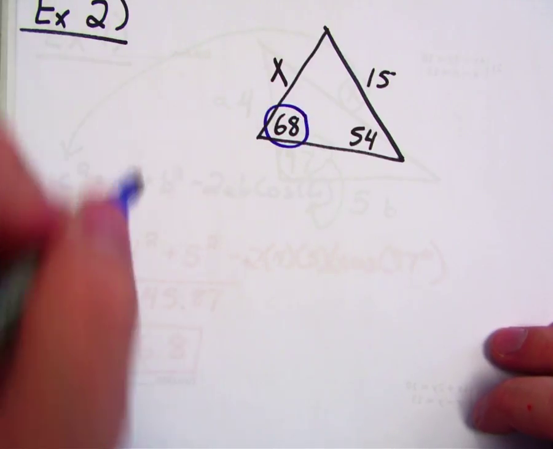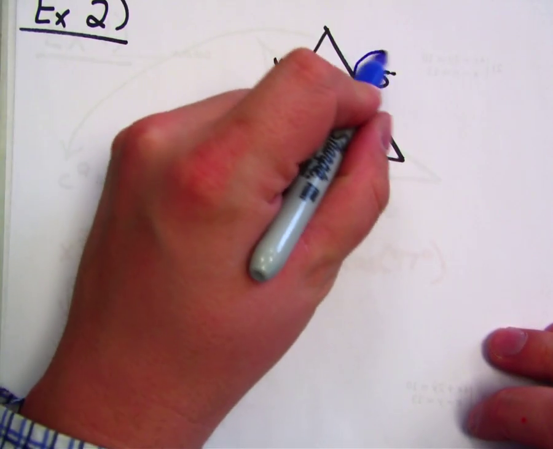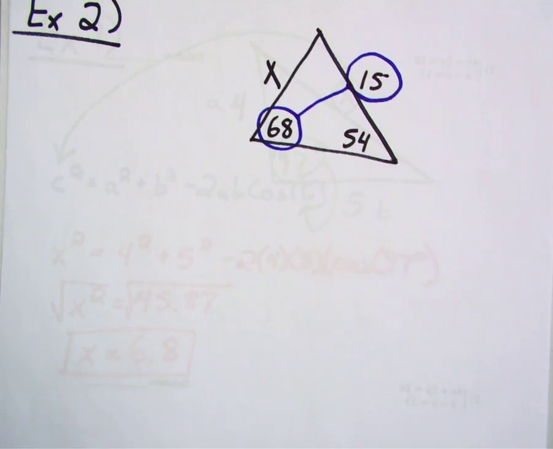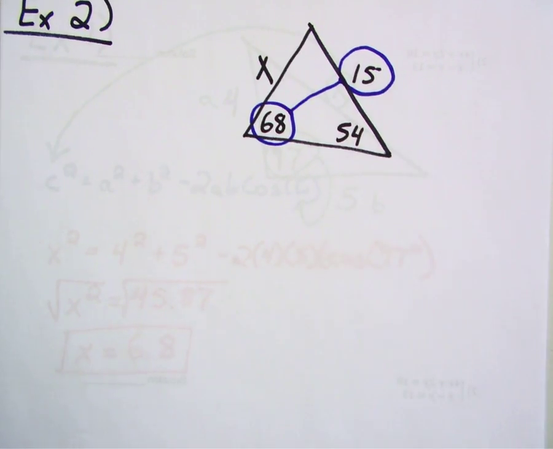So we take a look. Well, here we have a 68-degree angle, and right across from it, we have a 15 length side. So in this case, there's no reason to use the law of cosines when we could just use the law of sines. And actually, this example is the example I gave in the last video on the law of sines. So if you want to go over that one, take a look back and check out how that's done.